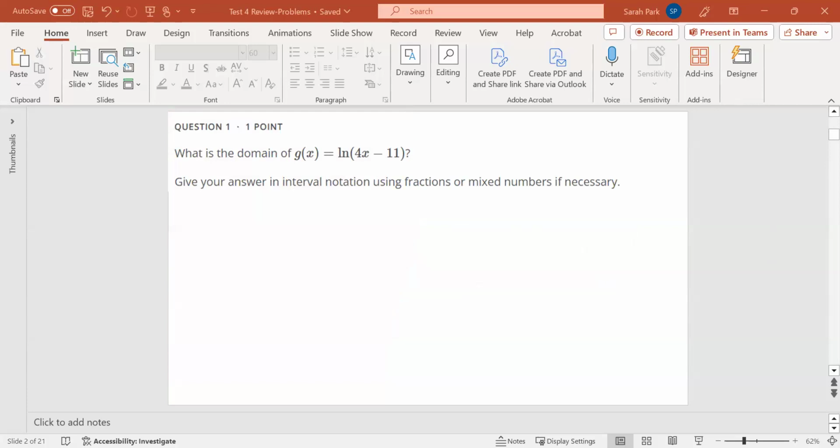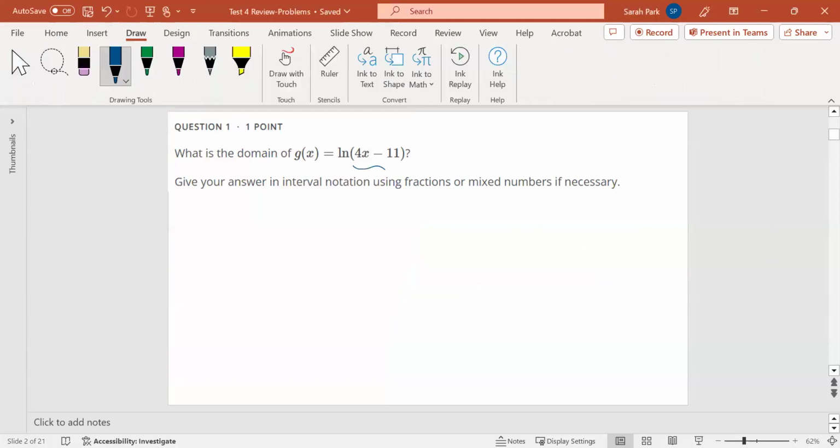Now, to find the domain of any log function, what we need to do is set the input expression, the 4x minus 11, and it has to be positive, so we're going to set it greater than 0. So anytime you have an ln function, you're going to rewrite it, whatever's inside the parentheses, set it greater than 0, and we're going to solve for x.